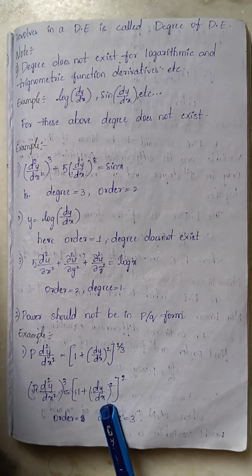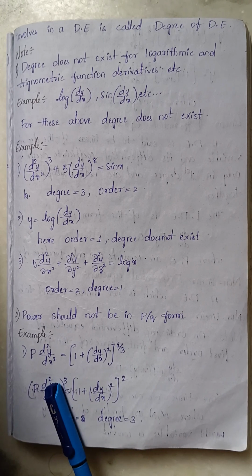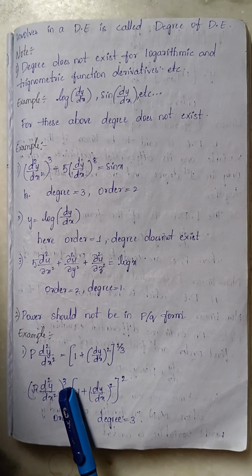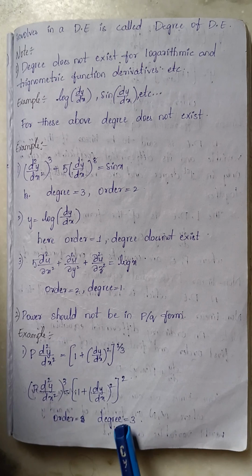Now we are checking for order. What is the order here? Second order derivative. So the order is 2, and whose power is what? 3. And here there is no fraction in the power. So what is the degree for this? 3.